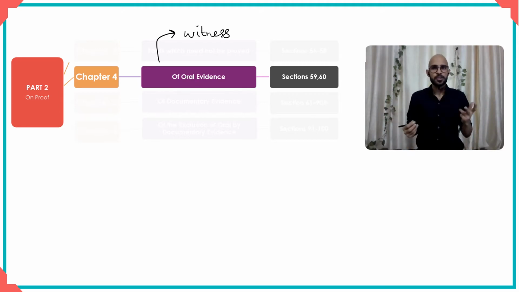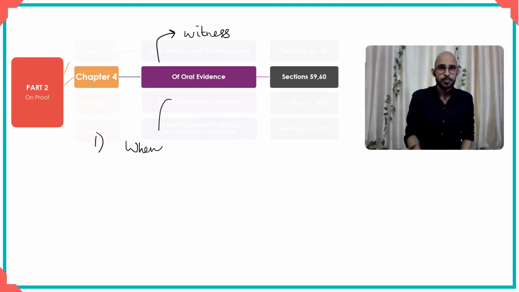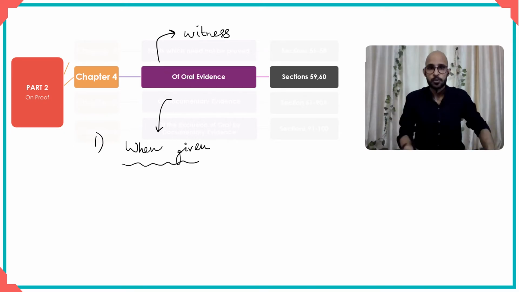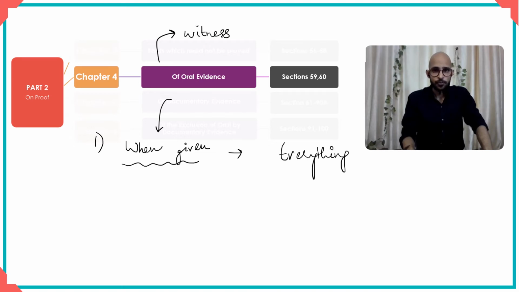This chapter has two sections, a small chapter, and I would want to discuss just 2 points with you with regard to this chapter. The first is, when can oral evidence be given? When can you give oral evidence? Which means, when can a witness come and talk before the court? The answer is, it can be done for everything, for every kind of fact, except the contents of a document.